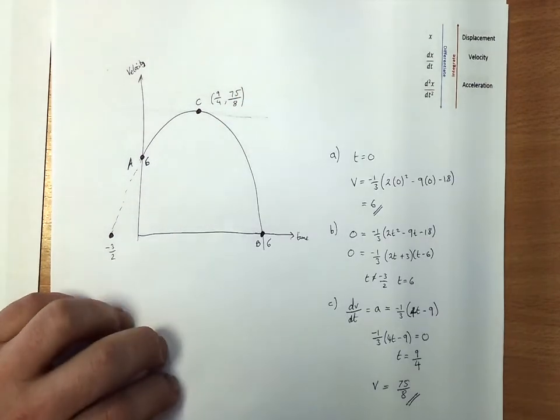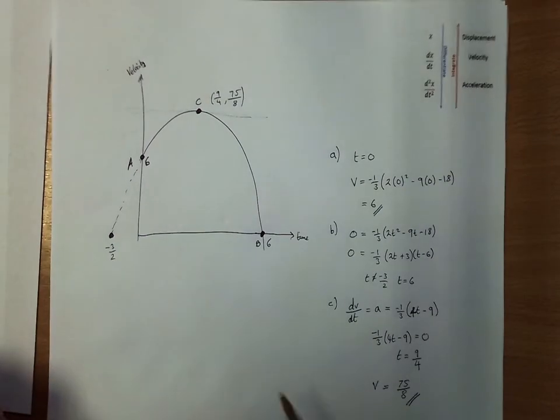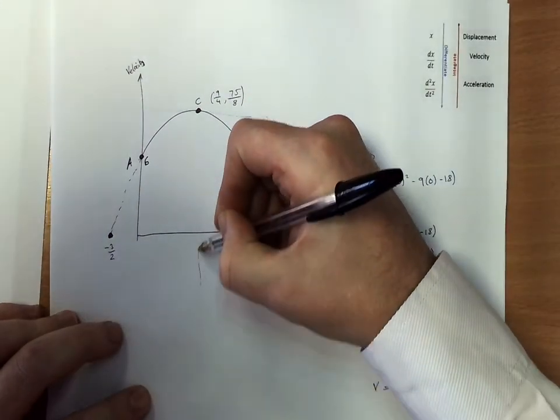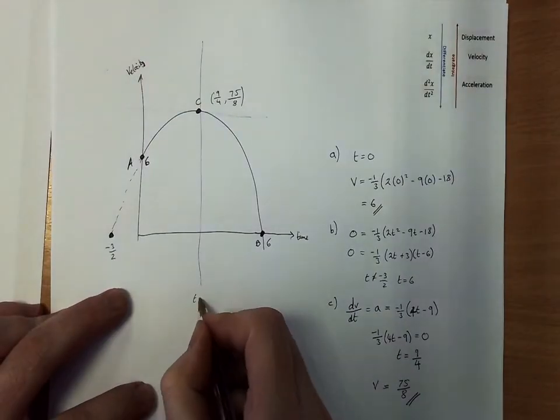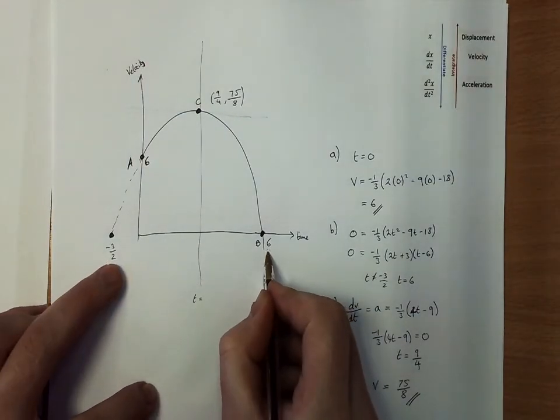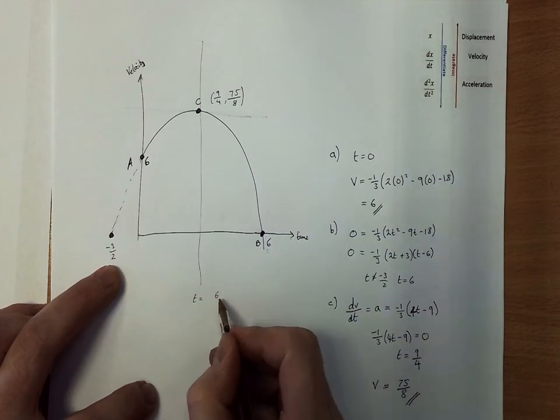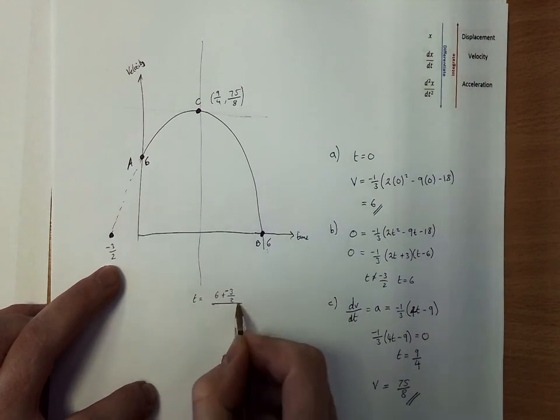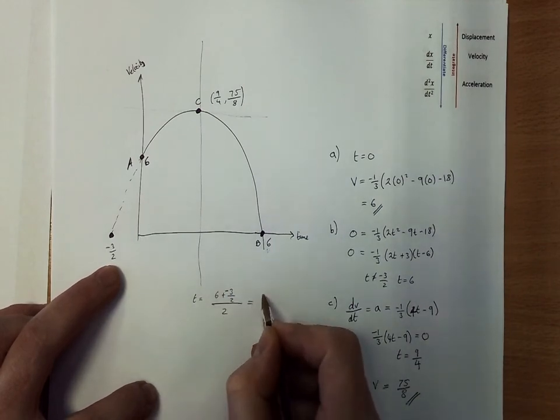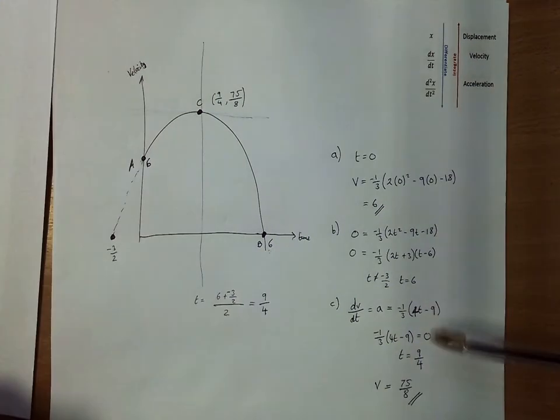Not that I'm recommending it, you could also have taken advantage of the fact that it's a quadratic and has a line of symmetry, the line of symmetry being here. So we could have got the value of t by adding these two values together: 6 plus minus 3 over 2, divided by 2, that also would give us 9 over 4. But clearly this is the method that is expected, and this method will allow us to work with cubics and other polynomials that we may be given.